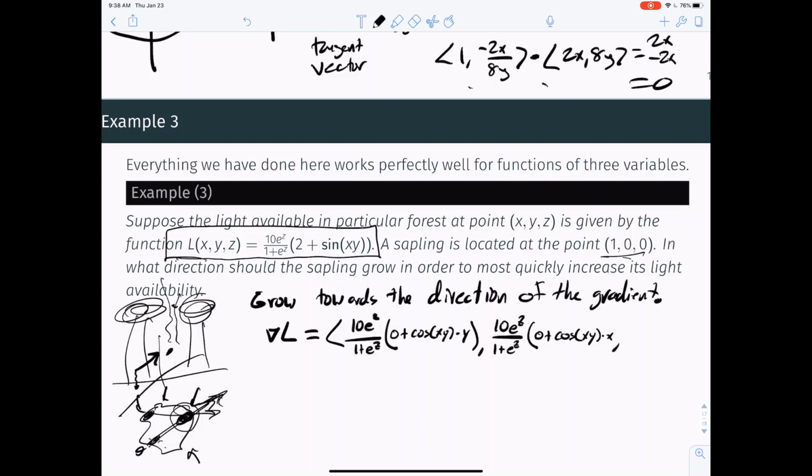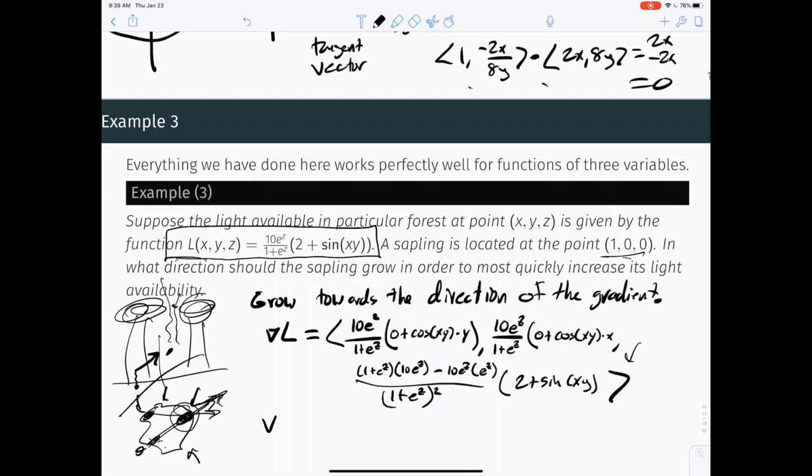And then we'll need the derivative with respect to z. I'll write this down here probably. So we've got a little bit of a quotient rule. So let's see, we need low d high minus high d low over the square of what's below. And then 2 plus the sine of xy is constant.